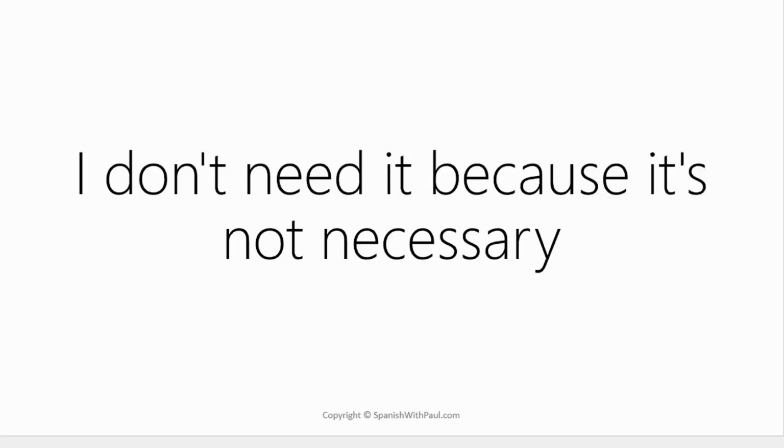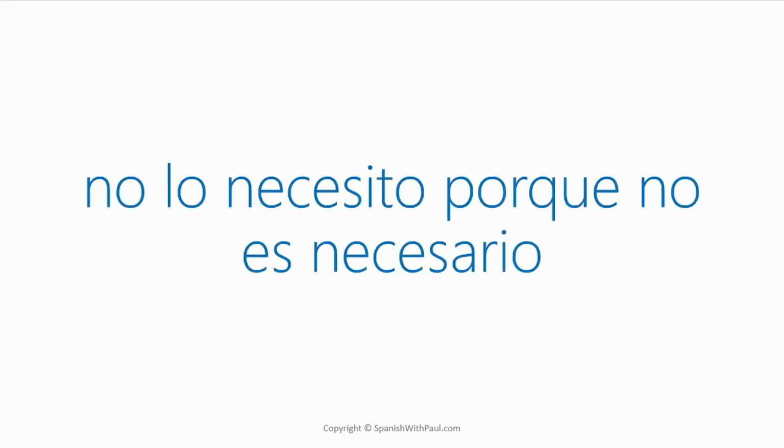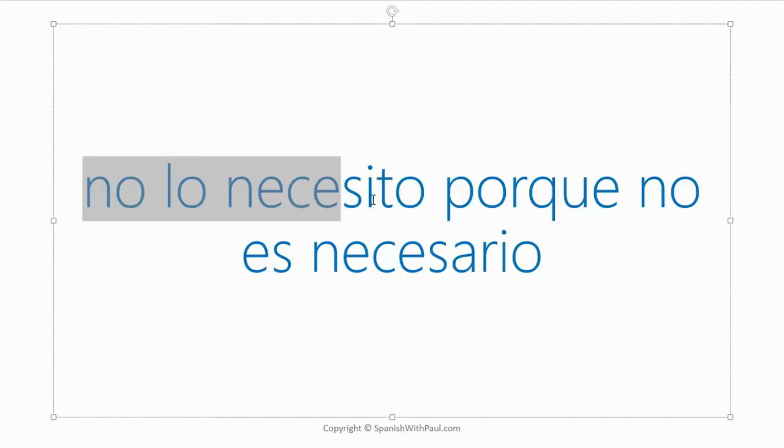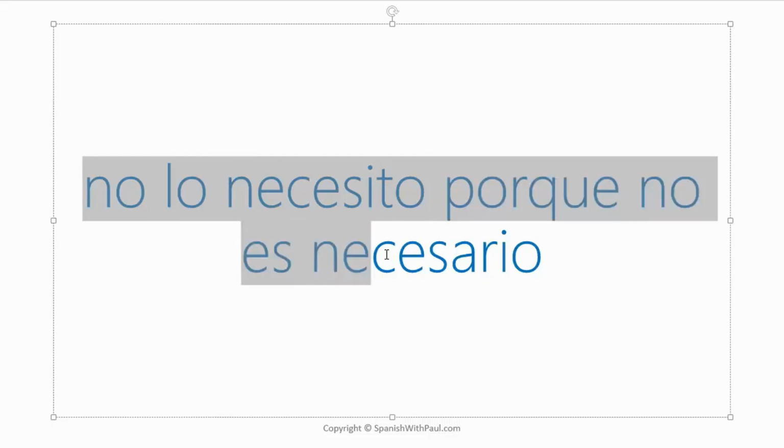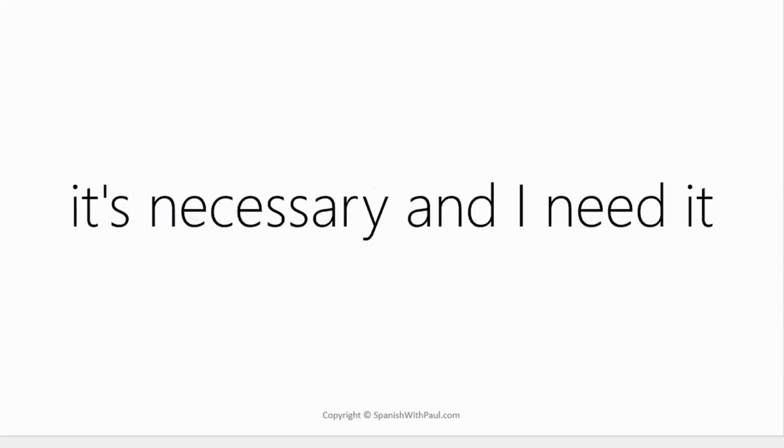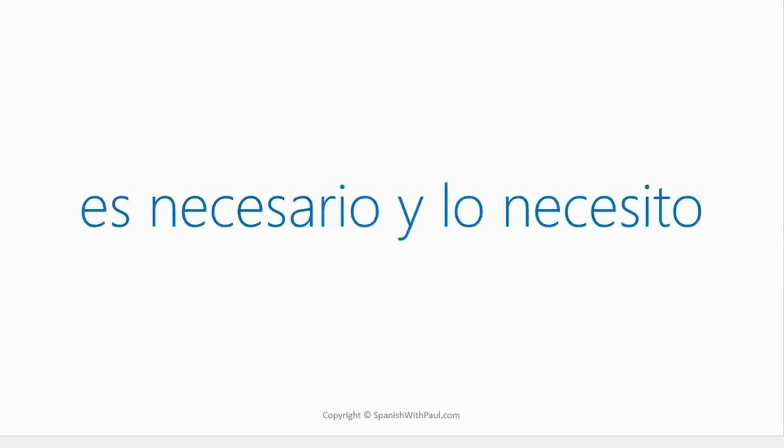I don't need it because it's not necessary. No lo necesito porque no es necesario. So no lo necesito. I don't need it. Porque, because it isn't, no es necessary. Necesario. Try to say, it's necessary and I need it. Es necesario y lo necesito.